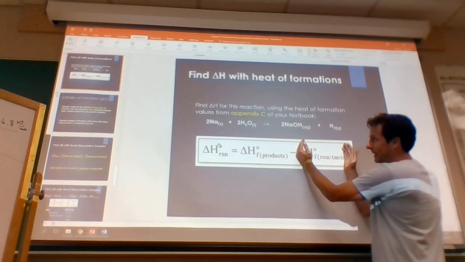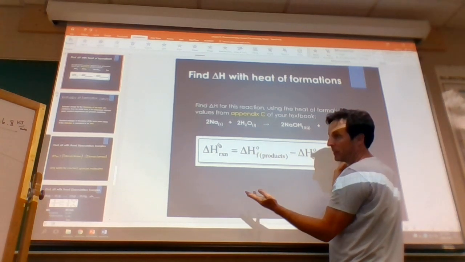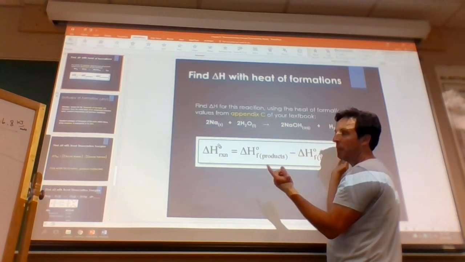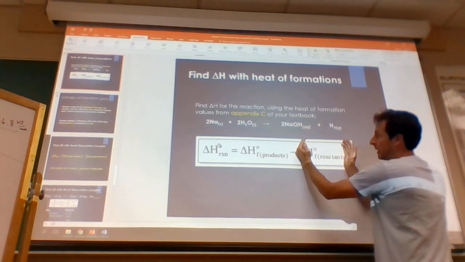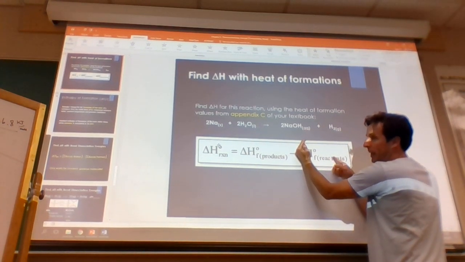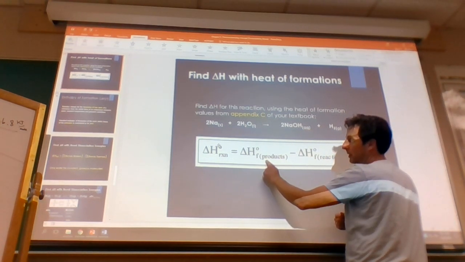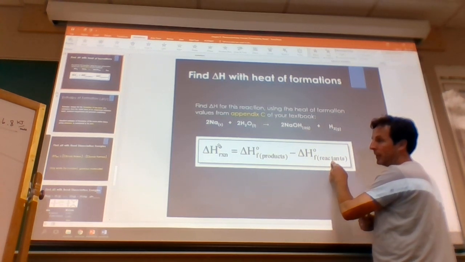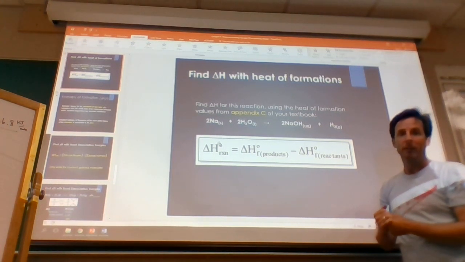minus my reactants. Well, the sodium value is going to be 0 because elements always are. And then the water value that we looked up was negative 285.8. But again, that's for 1 mole. I need 2 moles. So it's going to be right here, 2 times negative 285.8. So I'm going to have 2 times negative 470.1 minus 2 times negative 285.8. And if you do that math, it should come out to be basically the same value that we had the previous way that we found this delta H value.